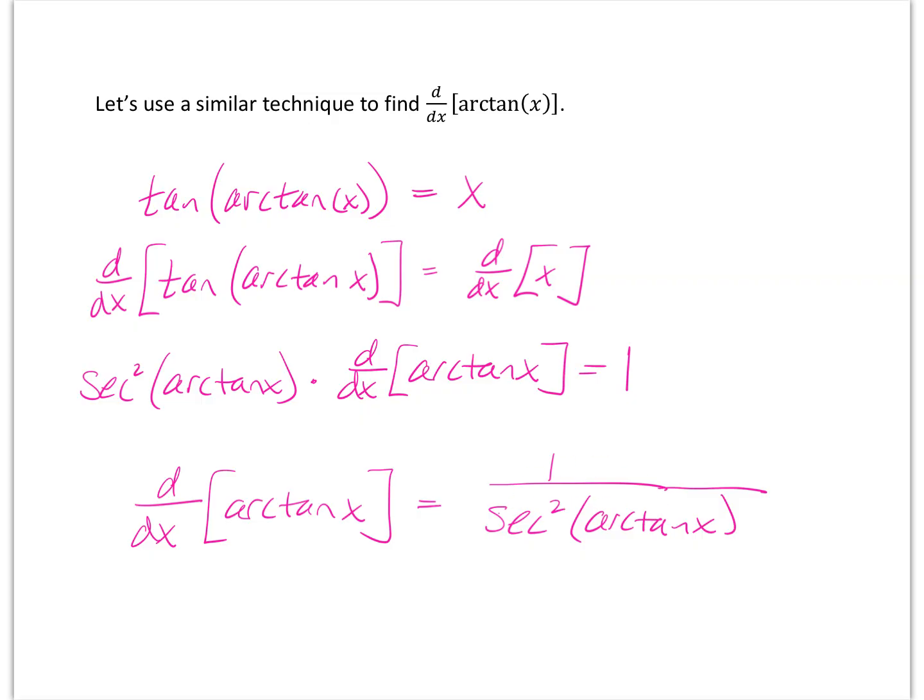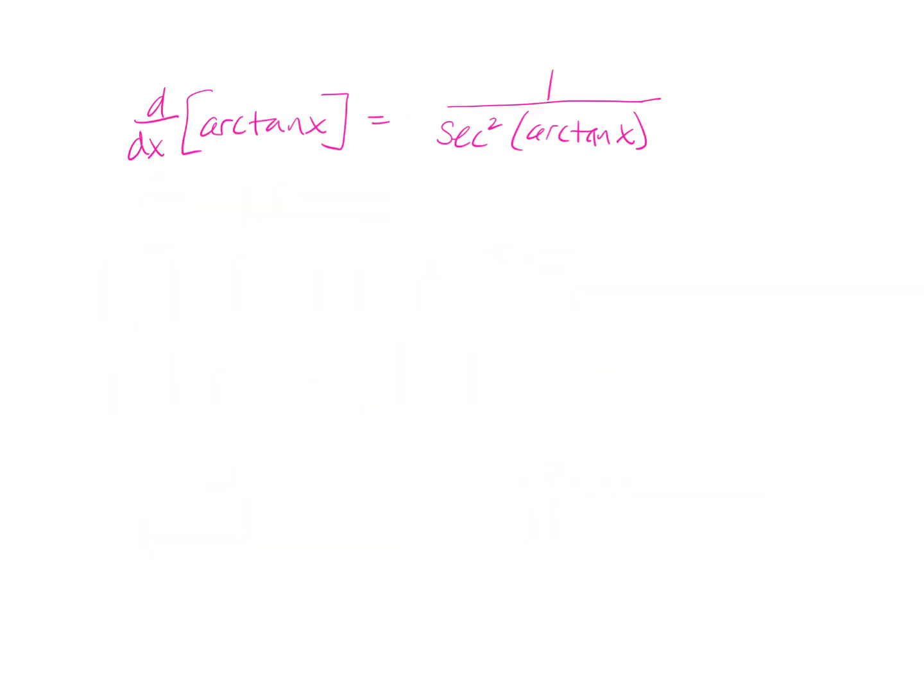I'm going to need another slide. Okay, I just copied down my previous line. The derivative of arctan x, I have now solved for it. It's 1 over the secant squared of the arctangent of x. But remember our reciprocal identities. 1 over secant is actually cosine. So this would be much cleaner to write as cosine squared of the arctan of x. Okay, so that feels like we should be done.